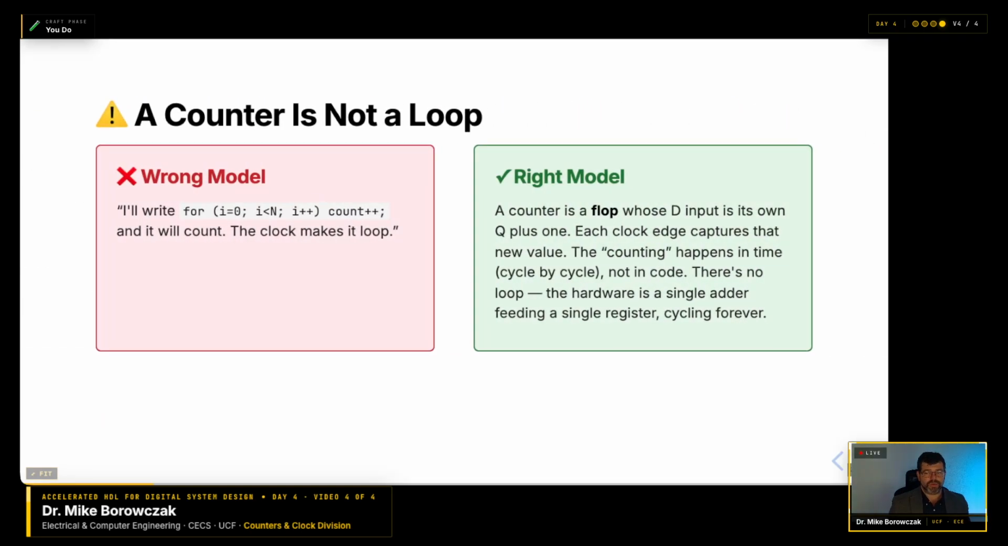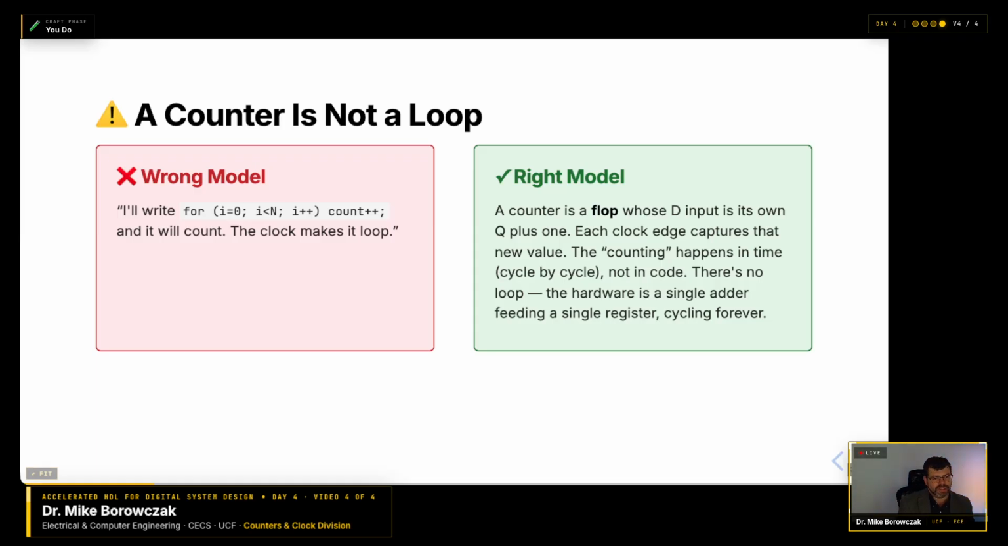One of the things to look at is not looking at counters as a loop, right? You might think, oh, I'm going to write a for loop from 1 to n, count plus plus, and it's going to count, and the clock is going to make that loop. That's actually not what happens at all. Much better to think of a counter as a flop whose input is essentially its own output plus 1. So basically you're incrementing its own output by 1.